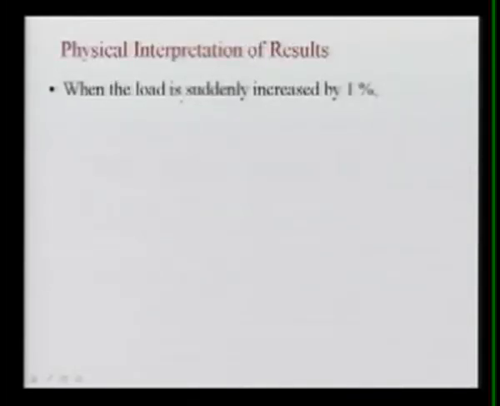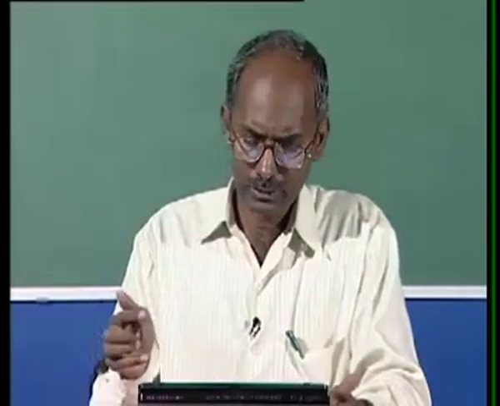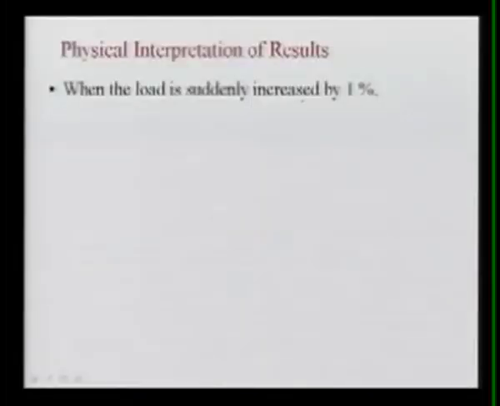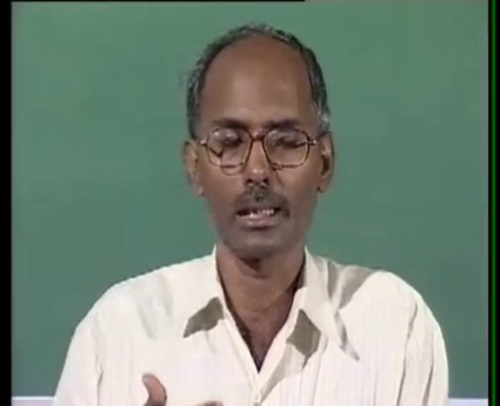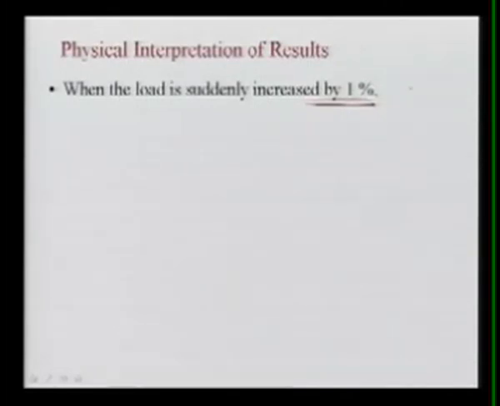Let us see the physical interpretation of how this whole control loop is working. For that, let us consider the load is suddenly increased by 1%. The change may be on the positive side or the negative side, meaning you can increase the load or reduce the load, but here I have considered that the load is increased by 1%. If you consider the lecture 3 problem, it was a 20 megawatt load increase. For this, what will happen?